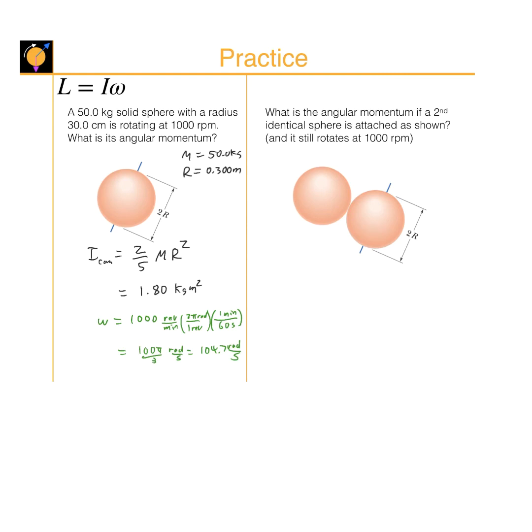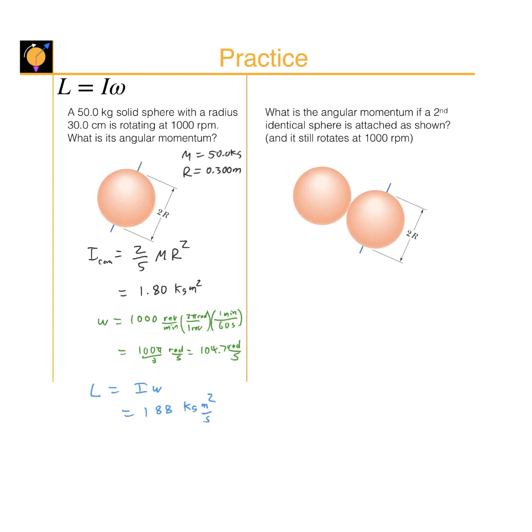So now we can use that to find finally the angular momentum. So it's just going to be I times omega. So if I multiply those two things together, I get approximately 188 kilograms meters squared per second. So that's our angular momentum for a solid sphere rotating around that axis.